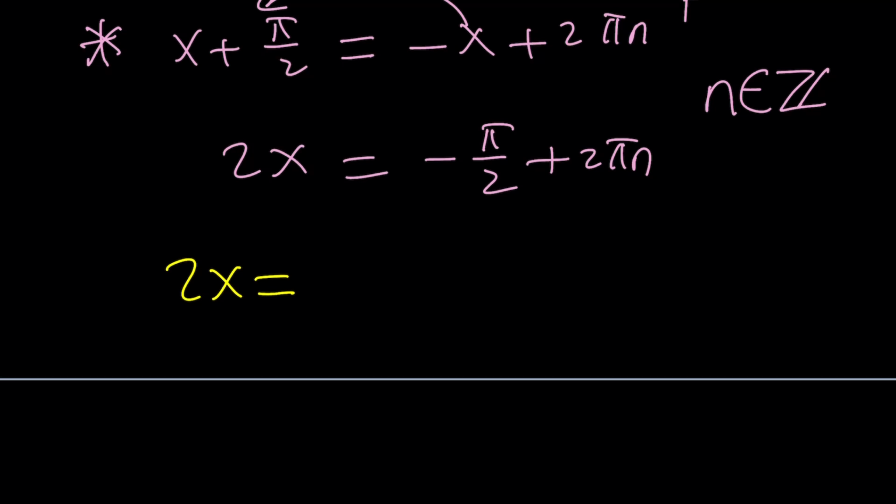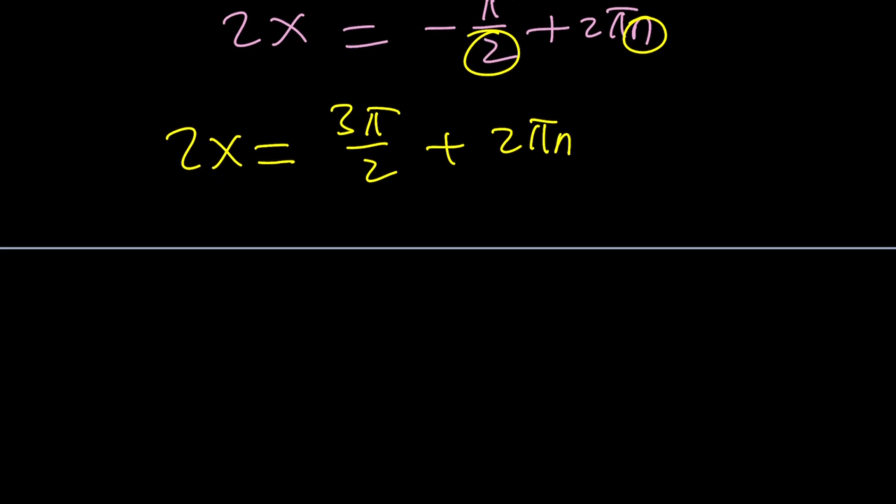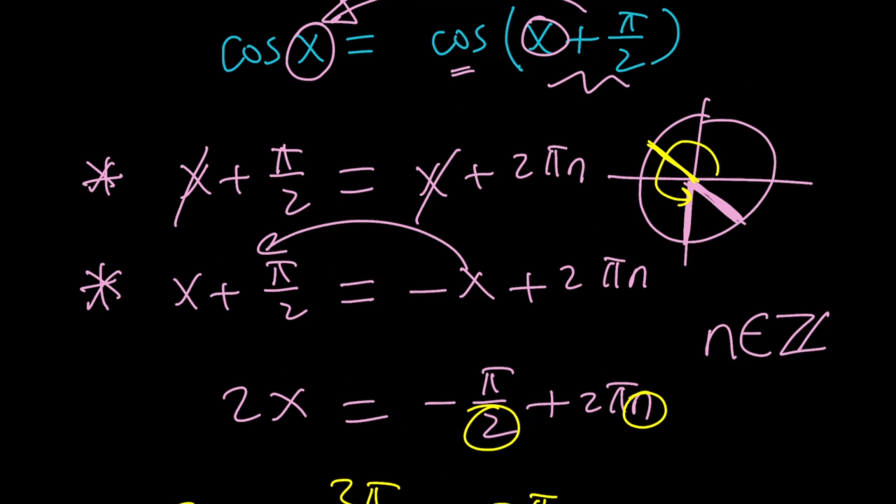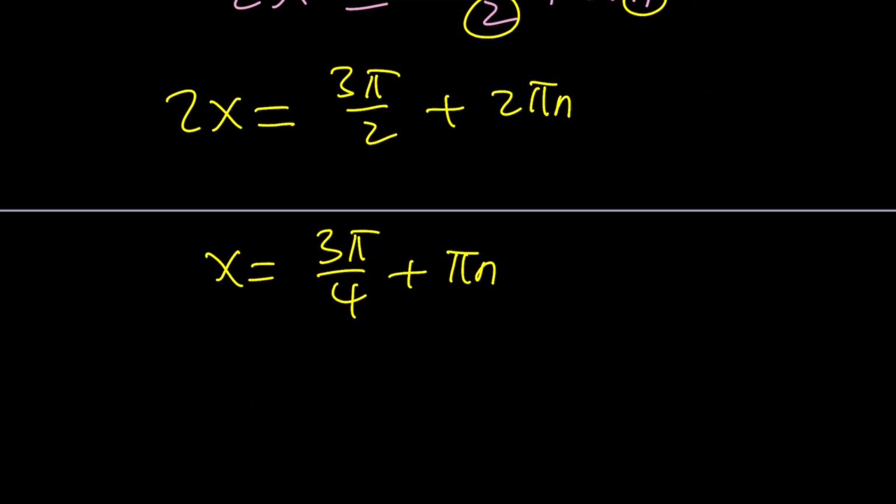But add 2 pi to it, and if you do, that's going to give you 3 pi over 2, and then we don't really care because that's just an arbitrary integer. And now we can divide by 2, and we get x equals 3 pi over 4 plus pi n. Notice that pi over 4 did not pop up here, but it did pop up in the earlier version. You kind of need to check on that, okay?